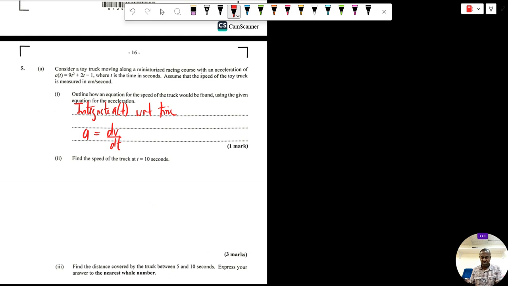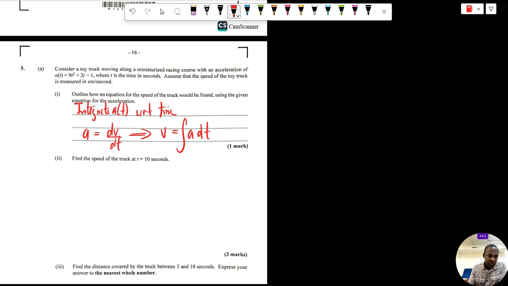So when you have velocity as a function of time, it means that you will differentiate with respect to time to get acceleration. And therefore, because integration is essentially the reversal of differentiation, we would say that the velocity v is equal to the integral of a dt, right? So v is equal to the integral of a dt. And of course, if we responded accordingly, we should get the 1 mark, all right?